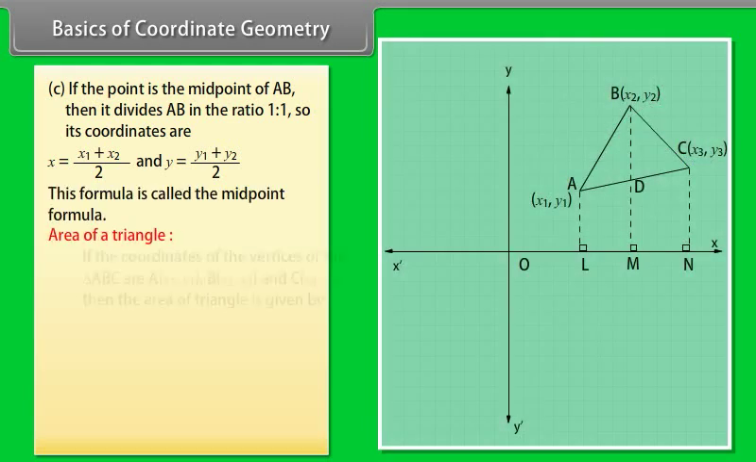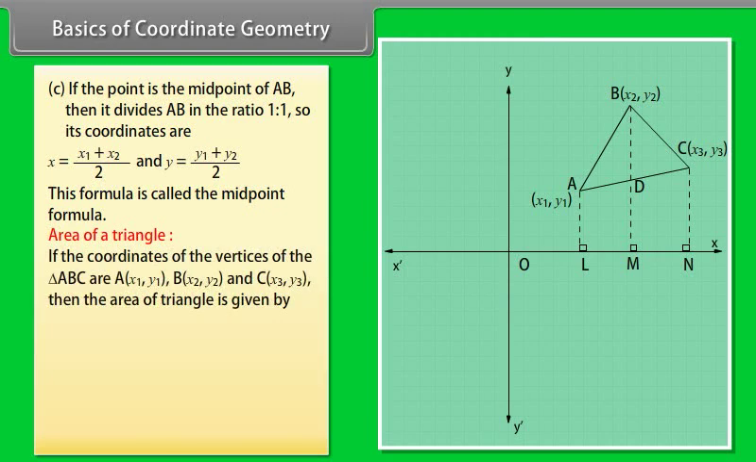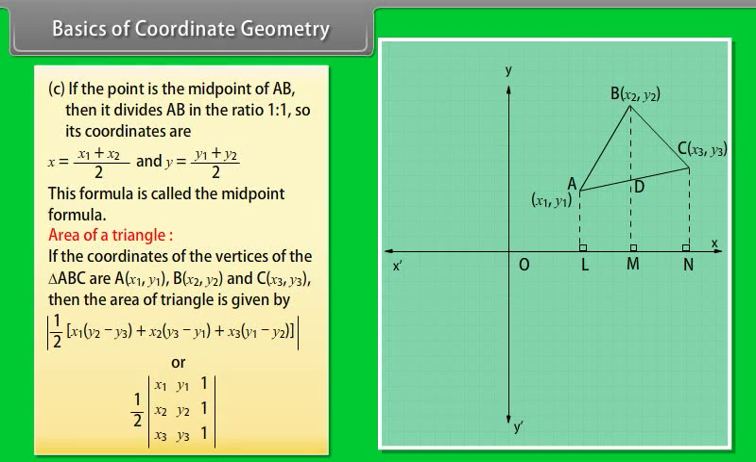Area of a triangle. If the coordinates of the vertices of the triangle ABC are A(x1, y1), B(x2, y2) and C(x3, y3), then the area of triangle is given by modulus of 1 by 2 multiplied by [x1 into (y2 minus y3) plus x2 into (y3 minus y1) plus x3 into (y1 minus y2)], or 1 by 2 determinant, first row x1, y1, 1, second row x2, y2, 1, third row x3, y3, 1.